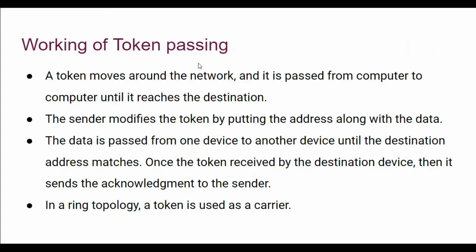Now we are going to see the working of token passing. A particular token moves around the ring topology and is passed from one computer to another until it reaches the destination. The sender modifies the token by putting in the address along with the data. For example, I have to start from 1 and end at 5. I'll start with 1 and give the address as 2. When it reaches 2, it will give the address as 3. Like that, it keeps going.